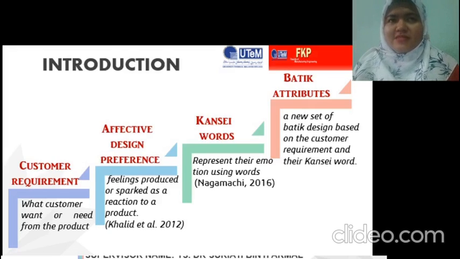The difference between kansei words and affective preference is that preference is a feeling that is bottled inside but we don't know how to express it. And then the kansei word is the emotion that we represent using words such as joy, happy, beauty, and so on.